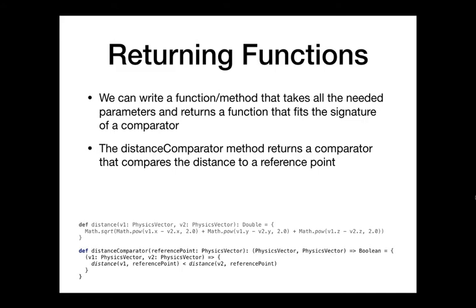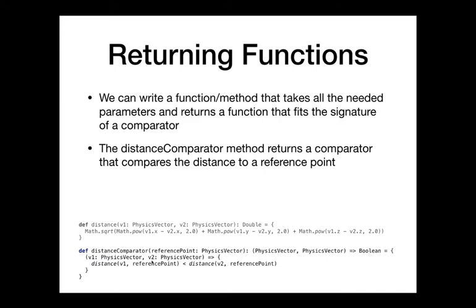The way we're going to do this is have a function or a method that can return a function with that kind of state built into it, completely baked into the function that we're returning. So we still have a pure function, but we're going to create that function at runtime based on some input that we're given. If we want to sort points based on some comparison point, we can write a method that's going to take that reference point and return a function that compares two physics vectors based on their distance to that reference point, our basic comparator.